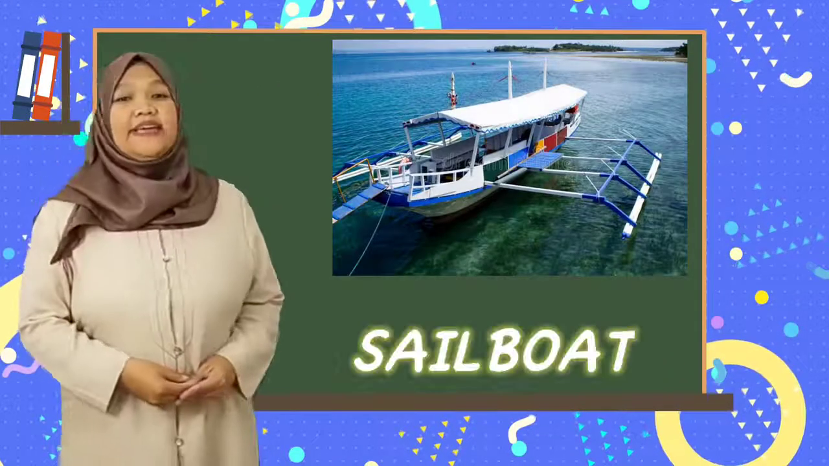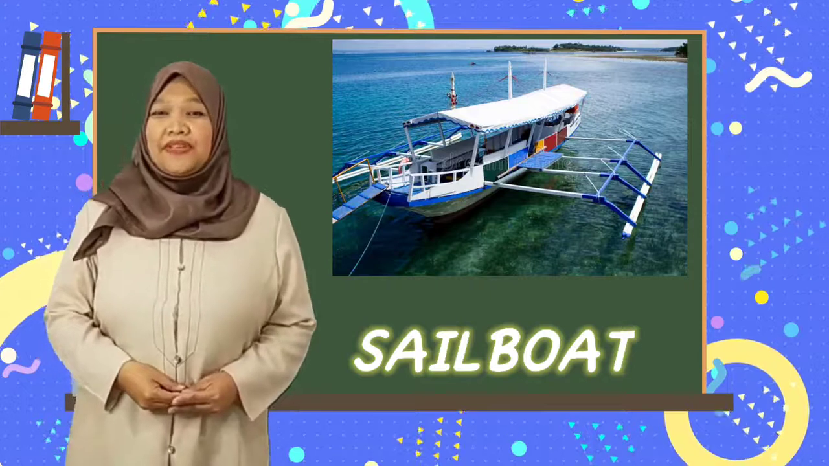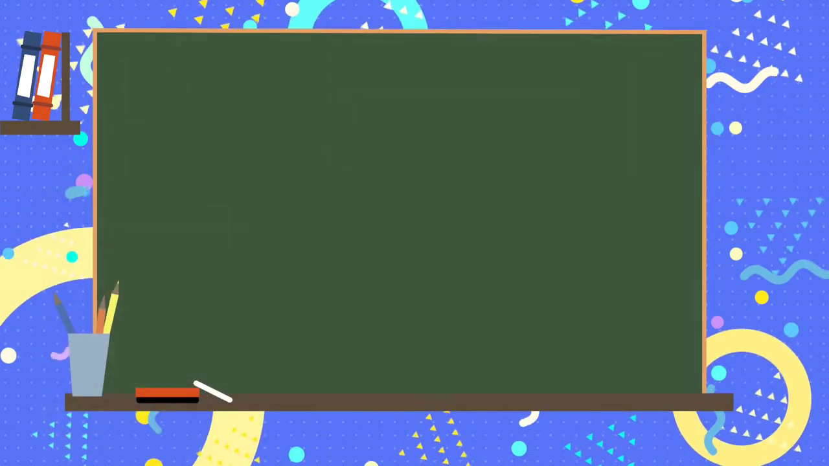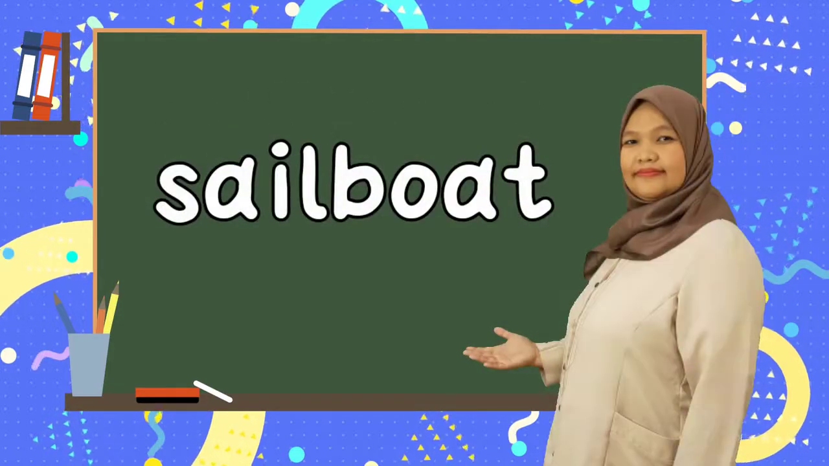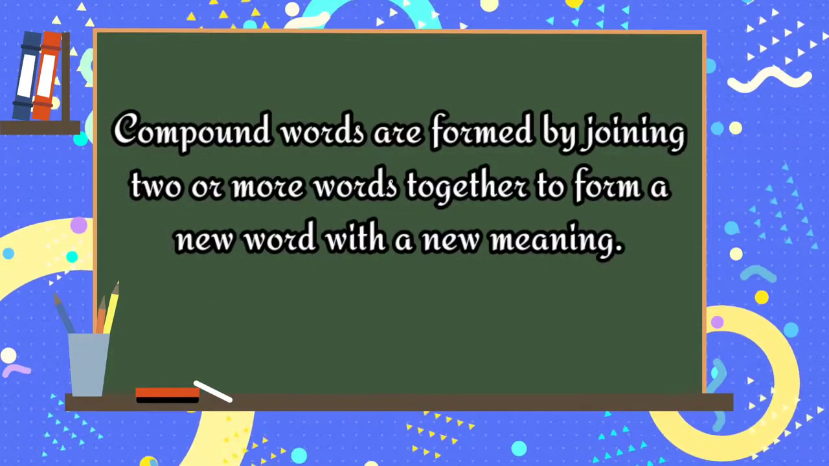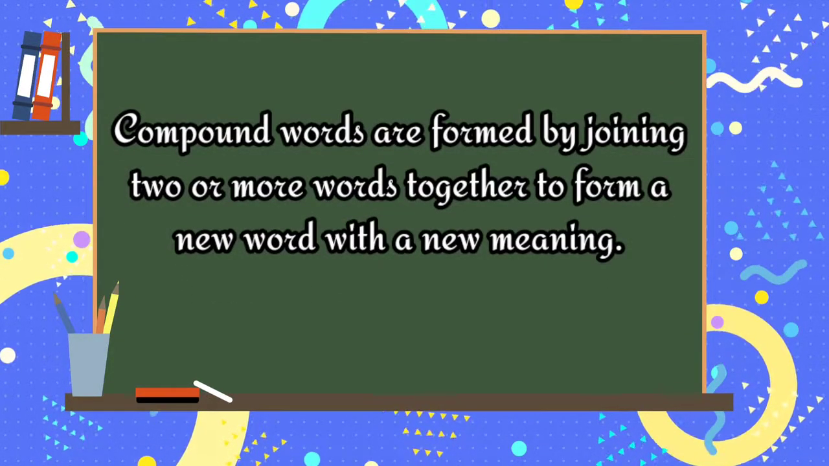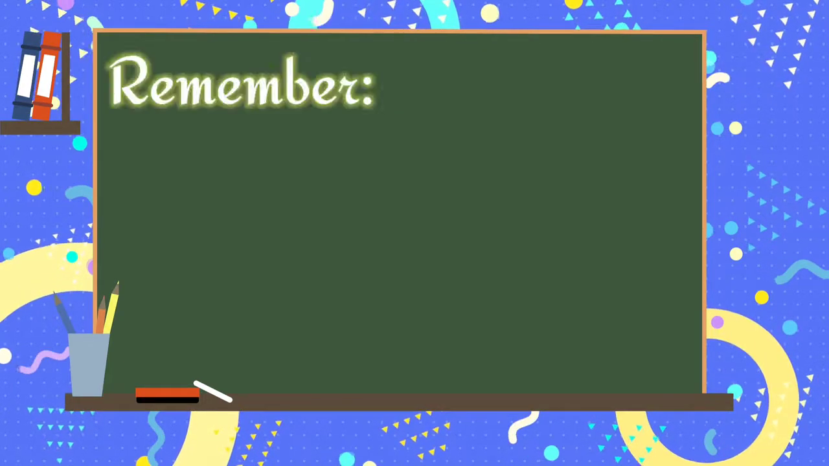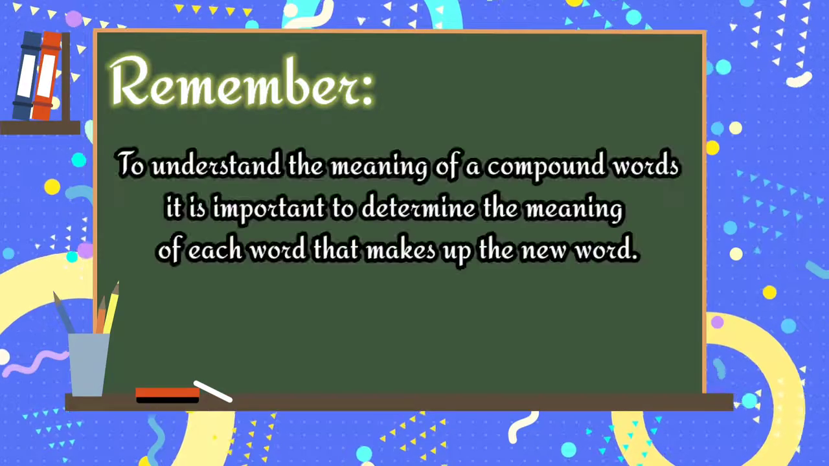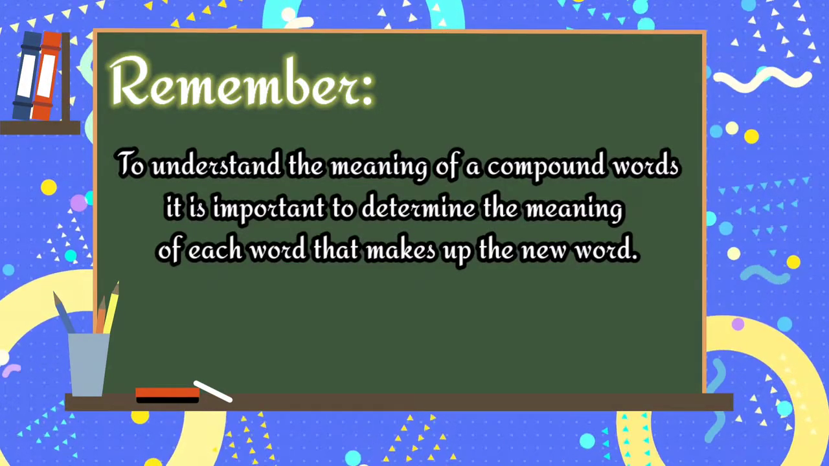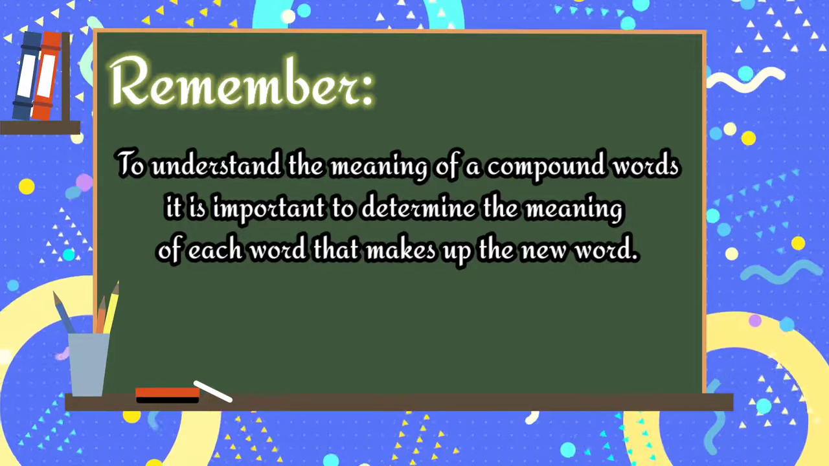Oh! It's a sailboat! Haven't you tried riding on a sailboat? It's fun, right? The word sailboat is also an example of a compound word. Compound words are formed by joining two or more words together to form a new word with a new meaning. Remember, to understand the meaning of a compound word, it is important to determine the meaning of each word that makes up the new word.